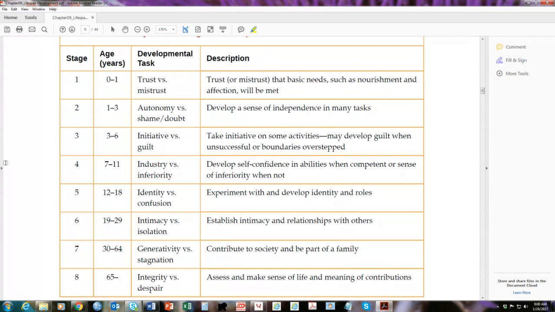So kids learn that hey, they can do some things well. They learn that they don't do other things well, and that's part of it. But if overall one develops a sense of inferiority, then of course that can have negative consequences for the rest of a person's life.